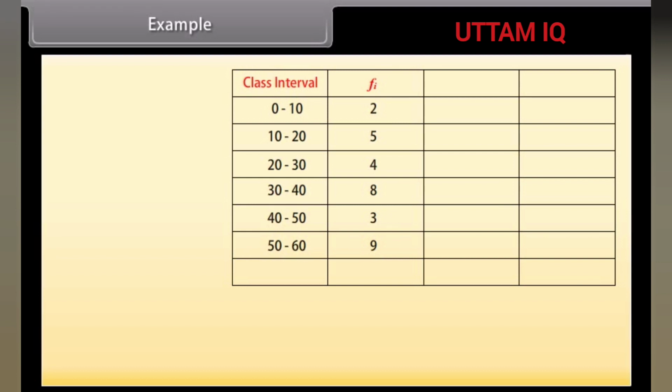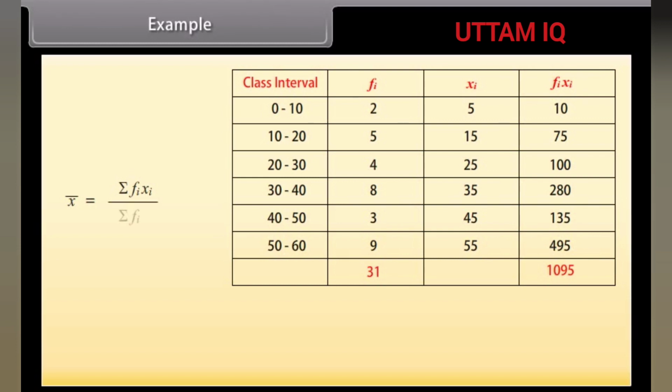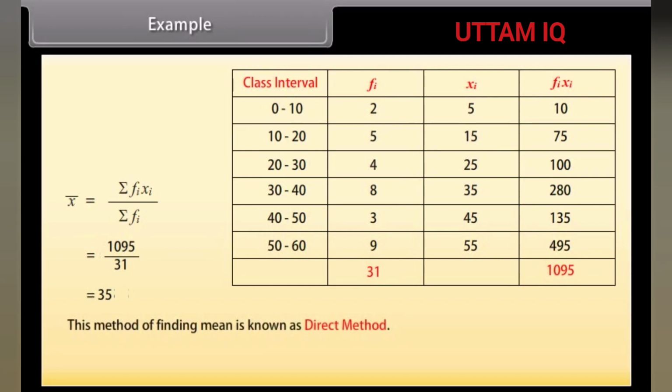The sum of the frequencies is 31. And then we have written the class mark for each class interval and denote them as xi, and then find the product of fi and xi. And finally we find the mean using the formula x bar equals summation of the product fi and xi divided by summation of fi, which equals 1095 by 31, which is equal to 35. This method of finding mean is known as direct method.